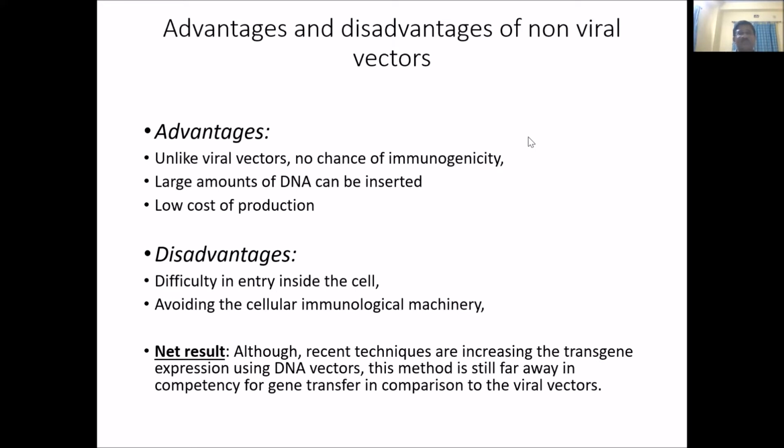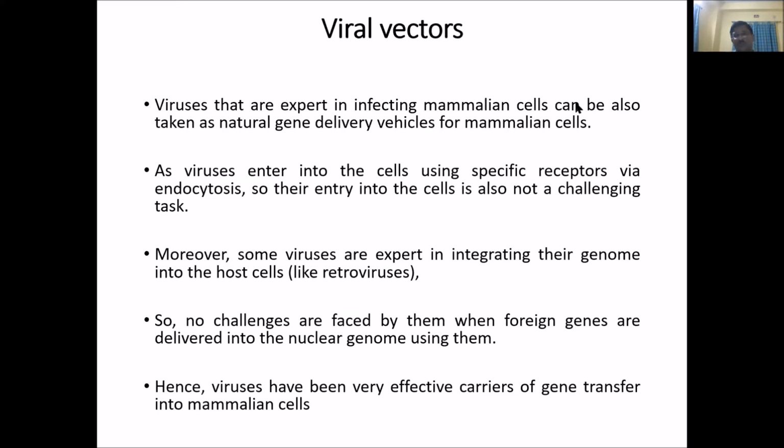Efficiency means we want the amount of gene that is transferred to match the amount we wanted. So we go for the viral vectors. The viral vectors can be both DNA or RNA viruses, as you know, as they are expert in infecting the mammalian cells, and they can also use specific receptors via endocytosis for their entry, and most importantly, they are quite expert in integrating into the genome of the host, being retroviruses.